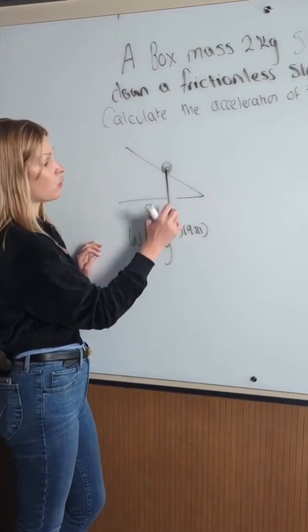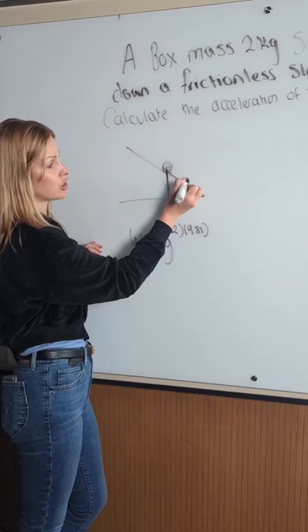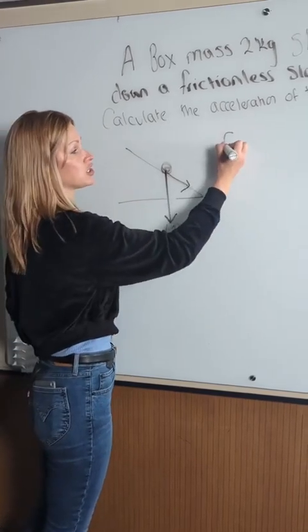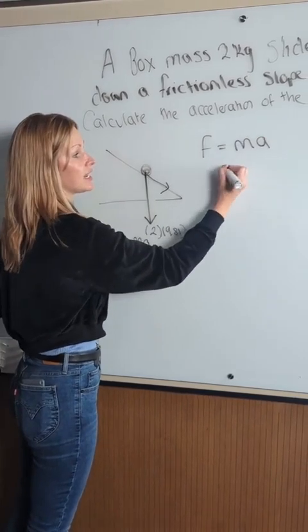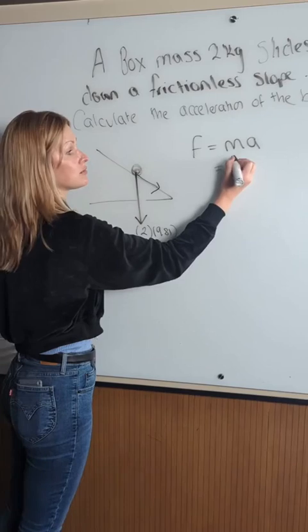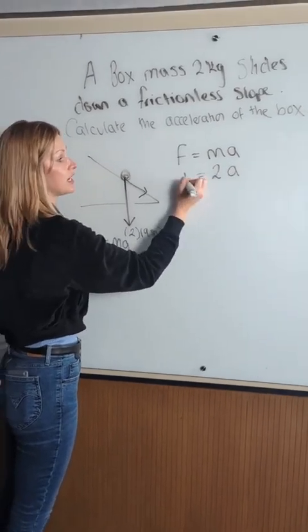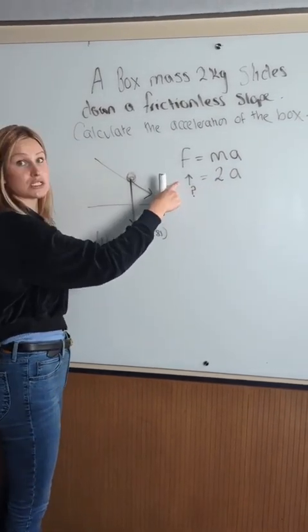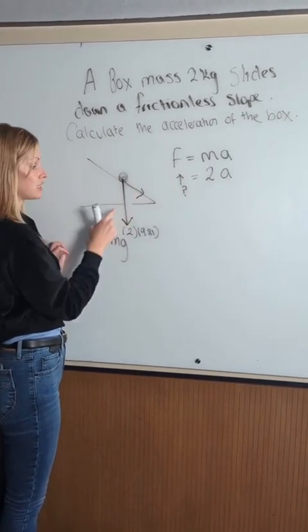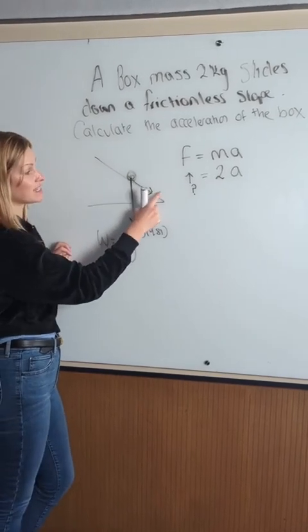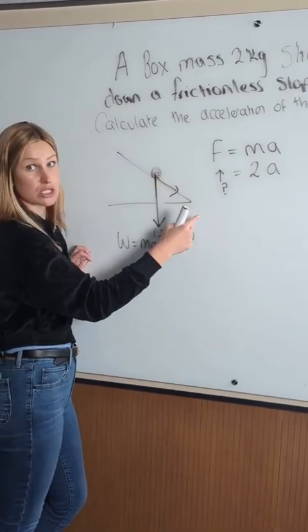So I need to figure out what force is actually trying to pull it down the slope, because I know the equation to find acceleration is F equals ma. Again, I know its mass, 2 kilograms, so it's 2 times a, but I need to figure out the resultant force on this box. So I need to look at my picture again to figure out the resultant force pulling it down the slope.